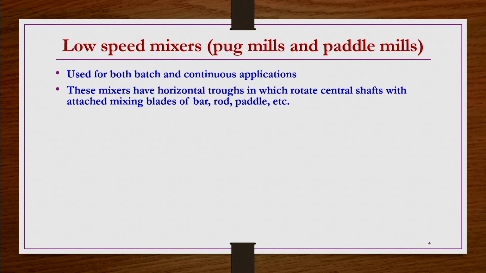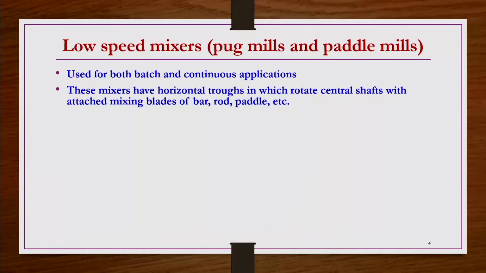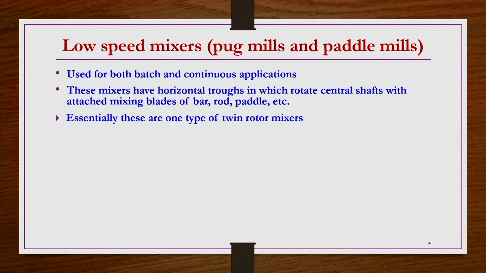In general, we have a horizontal trough which rotates with a central shaft, and the shaft is attached with some kind of mixing blades or knives, so that the material is pushed forward as well as to the center, so that both mixing and kneading action can take place efficiently. That is the general principle of these low speed horizontal mixers.